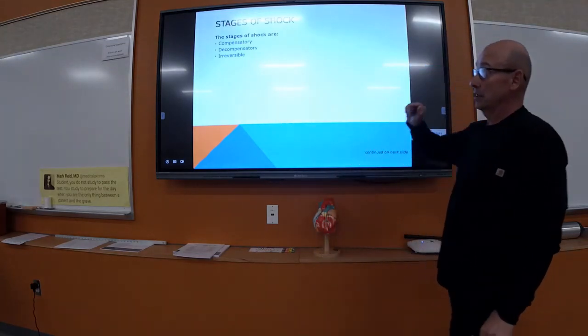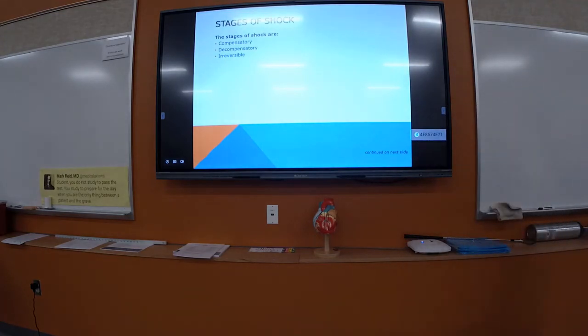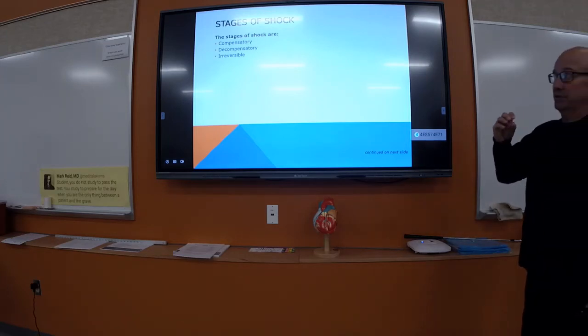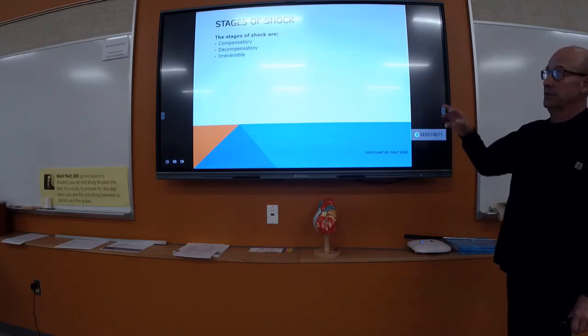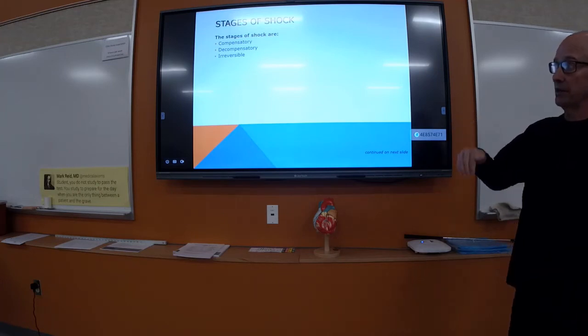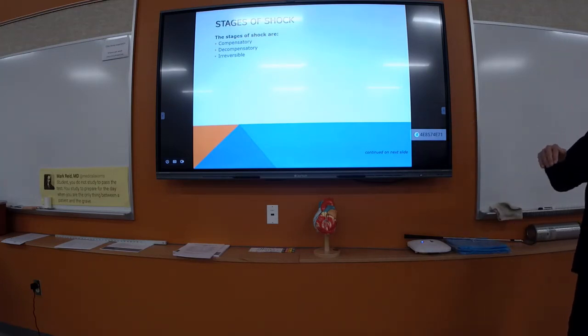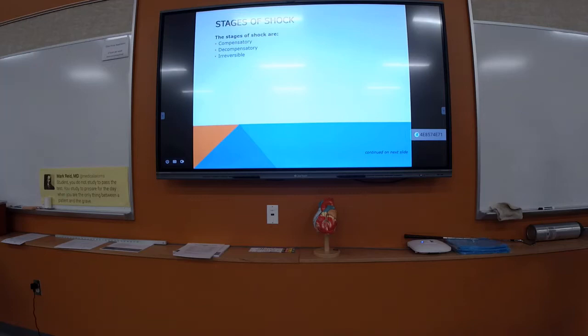Their blood pressure is going to remain normal during compensated shock, but they'll have the increase in heart rate. When the patient decompensates, that's where you see the blood pressure drop below 100 systolic, but the heart rate still stays up. They're still trying to compensate somewhat, but they're in a decompensation period where the heart rate stays up, but the blood pressure begins to drop below 100 systolic.